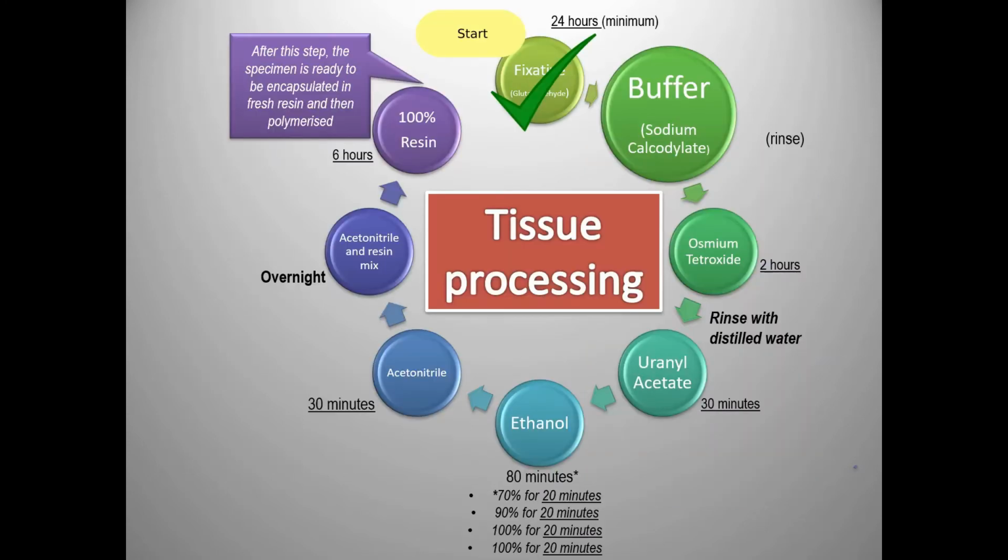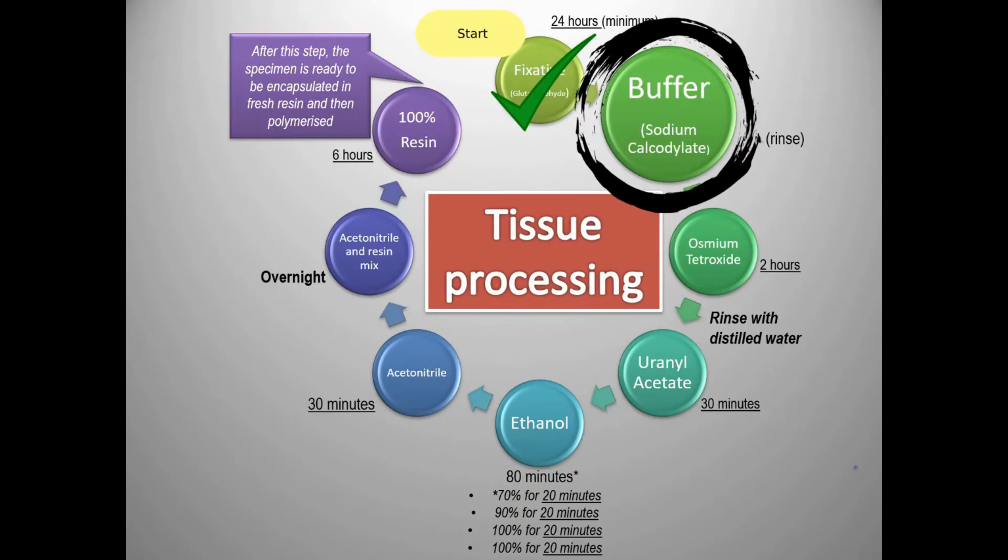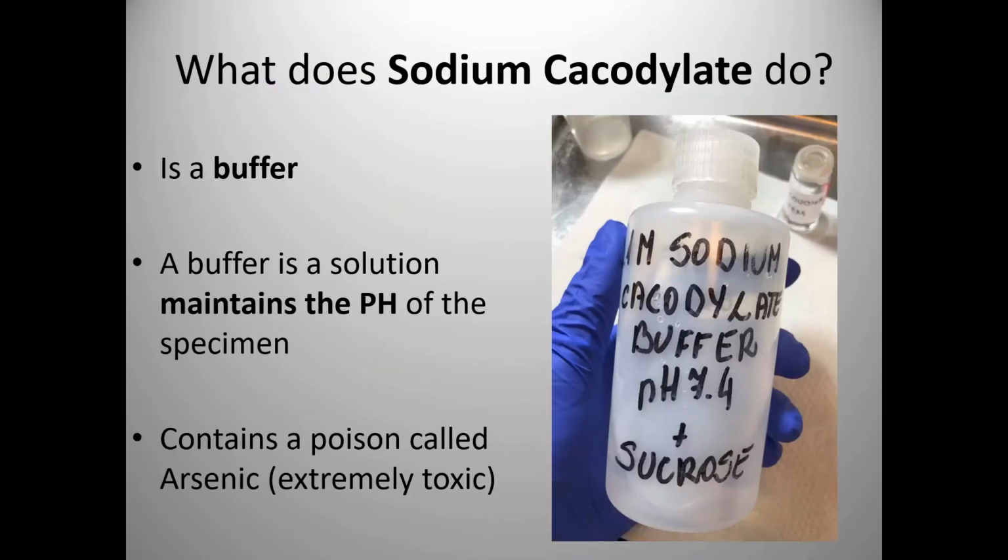tissue. After the fixation process, the tissue needs to be rinsed in a chemical buffer to remove the excess molecules of fixative. This buffering process also stabilises and maintains the pH of our specimen. The buffer that we use is called sodium cacodylate. It's made from a poisonous chemical and it contains arsenic.